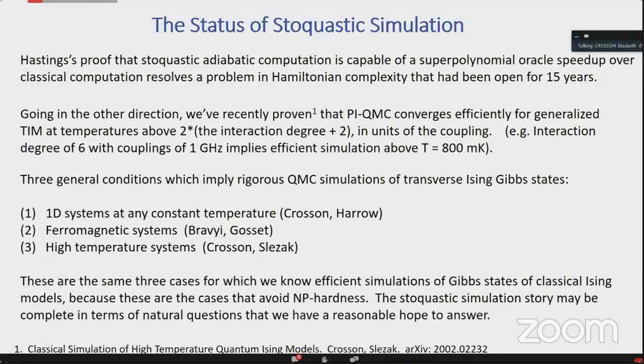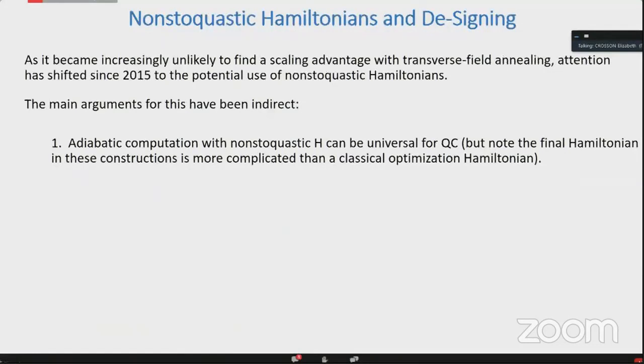So the stochastic simulation story between these 3 results and also the oracle separation of Hastings may be complete in terms of natural questions that we have a reasonable hope to answer with the theoretical tools we have. But we've known in this community, we've had practical evidence for many years that quantum Monte Carlo is efficient. So this is just the rigorous results catching up to what we've seen in benchmarking. So the real question is, what can we do with non-stochastic Hamiltonians?